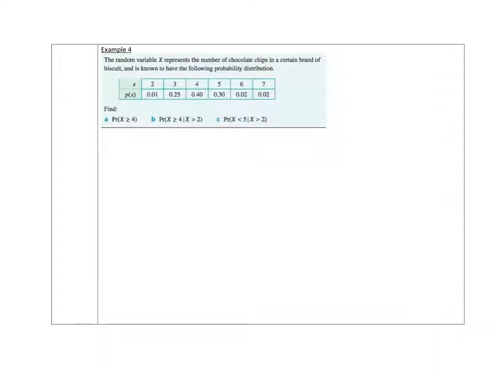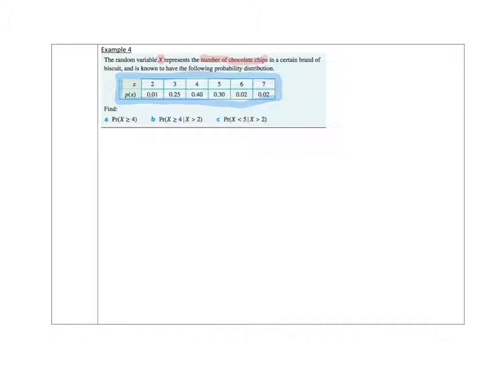Looking at example 4, it says the random variable x represents the number of chocolate chips in a certain brand of biscuit and is known to have the following probability distribution. If we break down the question into what we need to know, x represents the number of chocolate chips. It's known to have the following distribution table, so the information I'm given to answer this question is this entire table.